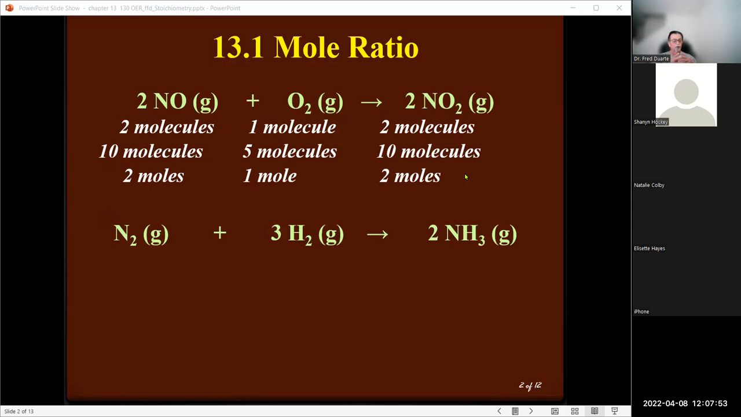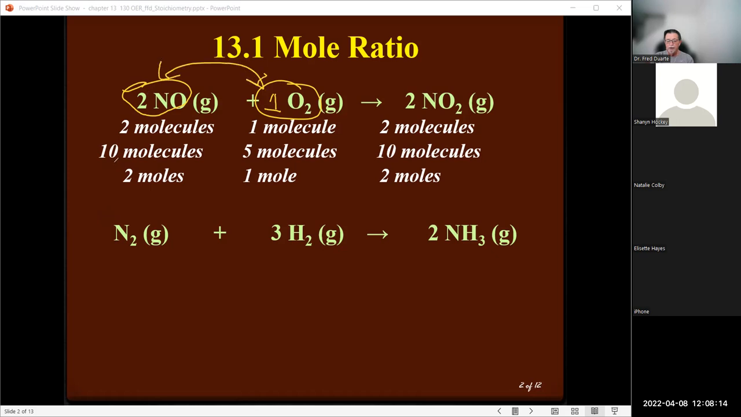Now, if for whatever reason we boost it up and we utilize 10 molecules of NO, well, we have to maintain that 2-to-1 ratio. Notice it's a 2-to-1 ratio of NO to O2. You know, it's understood that that's a 1. So there's a 2-to-1 ratio here.